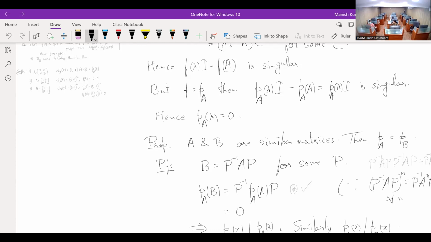Can you see the screen? Pen issue or something.